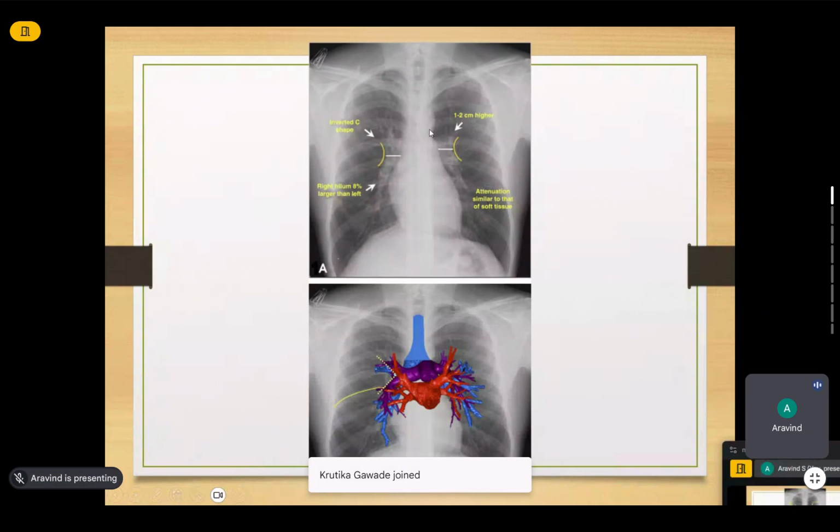And another thing is in the lung fields, usually you won't see airways. All these tiny branching things which you observe in the lung fields are vasculature. And this is the hilum.